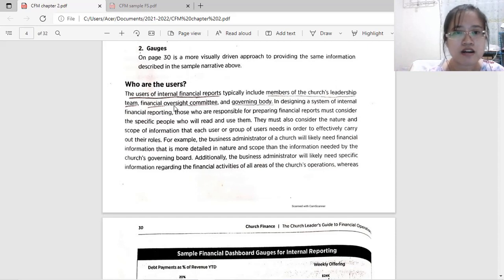Okay. Financial Oversight Committee, normally this would be composed of the auditor and the president because they're going to check whether the treasurer or the accounting properly recorded the transactions. Okay, and then you have the governing body, normally the Board of Trustees. Okay.